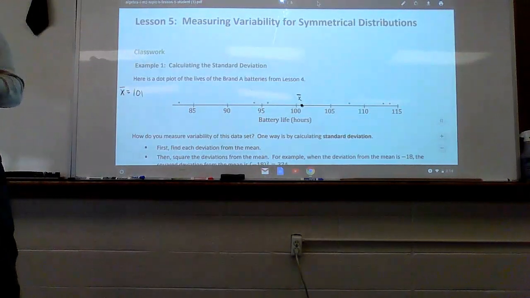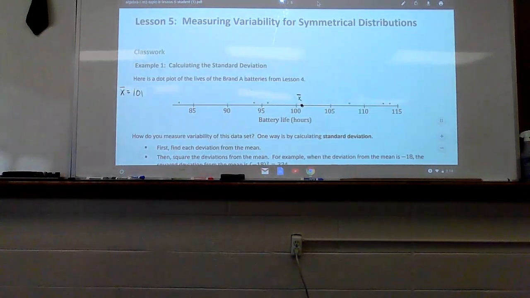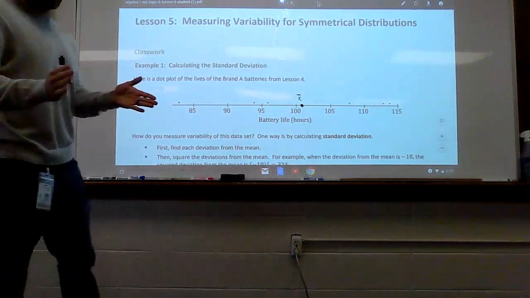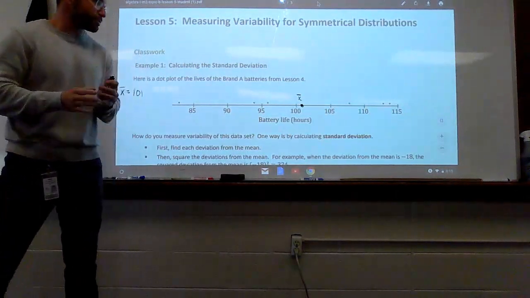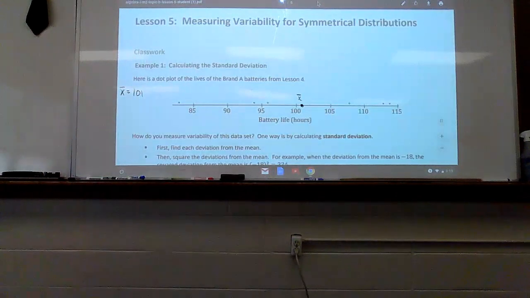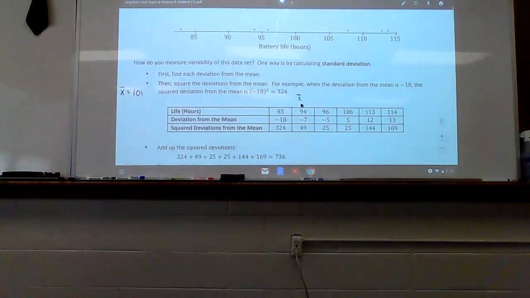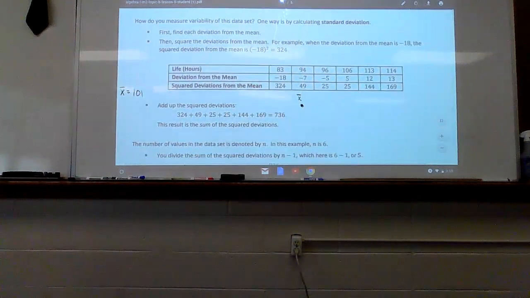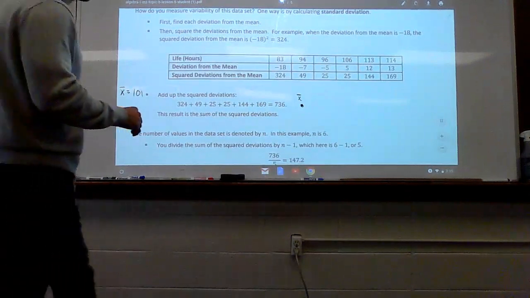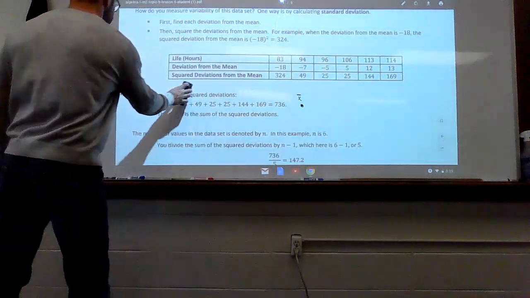Standard deviation is really telling me what things should be averaging away from something. When I look at test grades, I have standard deviations. If you're within one standard deviation, that means you're within the one average. So as I take a look at this, how do you measure variability of the set? Again, one way is to calculate standard deviation.